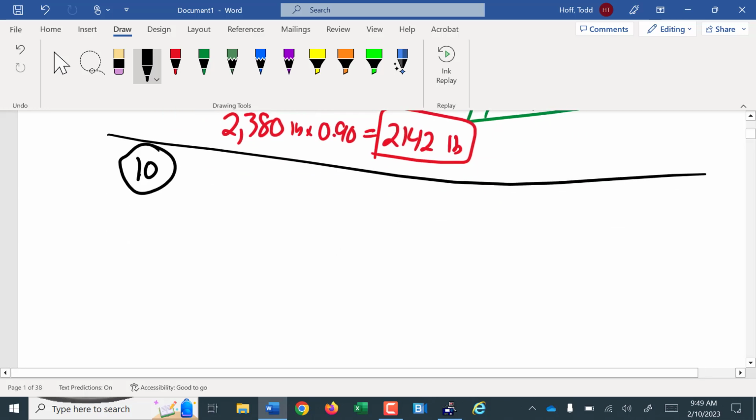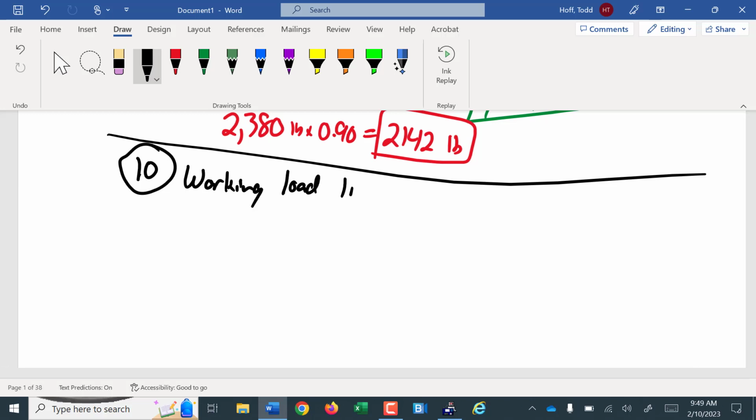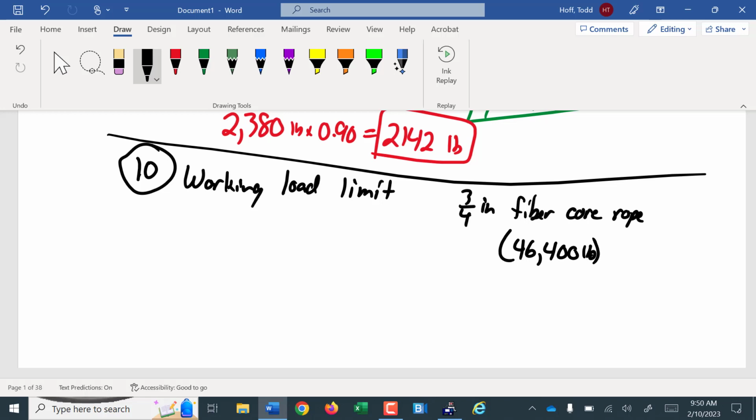Number 10, find the working load limit for a 3/4 inch diameter fiber core rope. If you look at it in the chart, it's got a breaking strength of 46,400 pounds. That's page 157 if you're trying to look it up. If a safety factor of 4 is used.